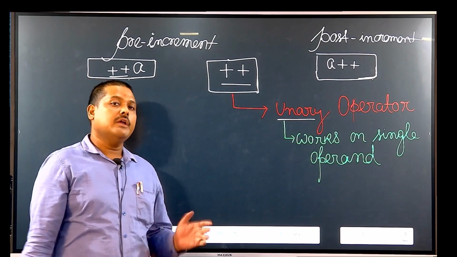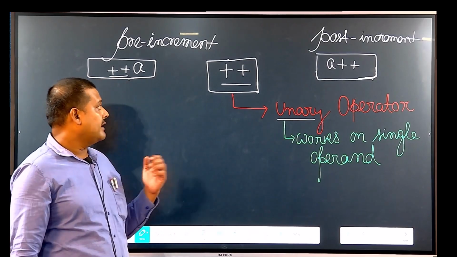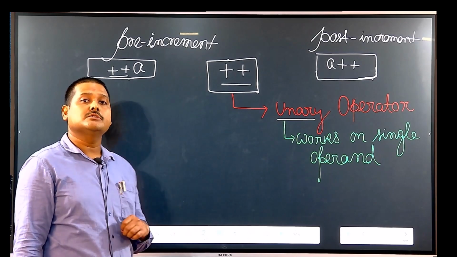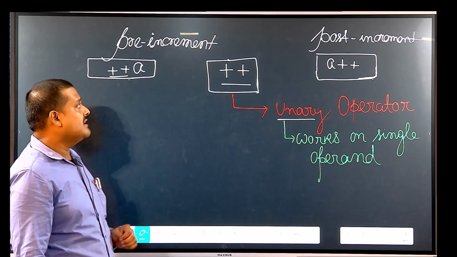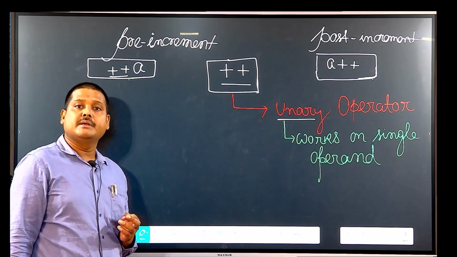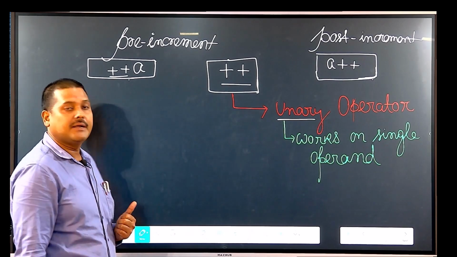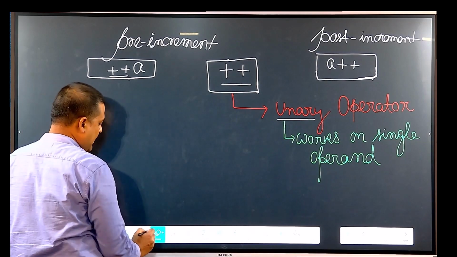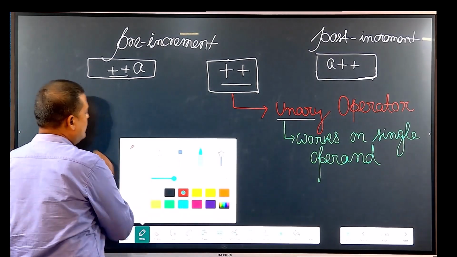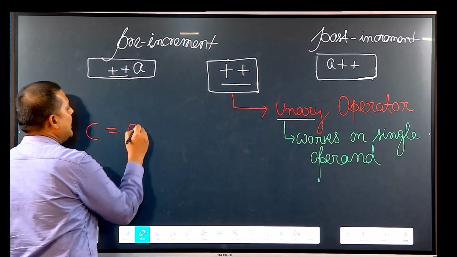Hello. Now we are going to discuss an important operator called the unary operator, which is named pre-increment or post-increment. Sometimes we also use pre-decrement and post-decrement. So, assume we are using some code, and in this code we are writing C equal A plus B.